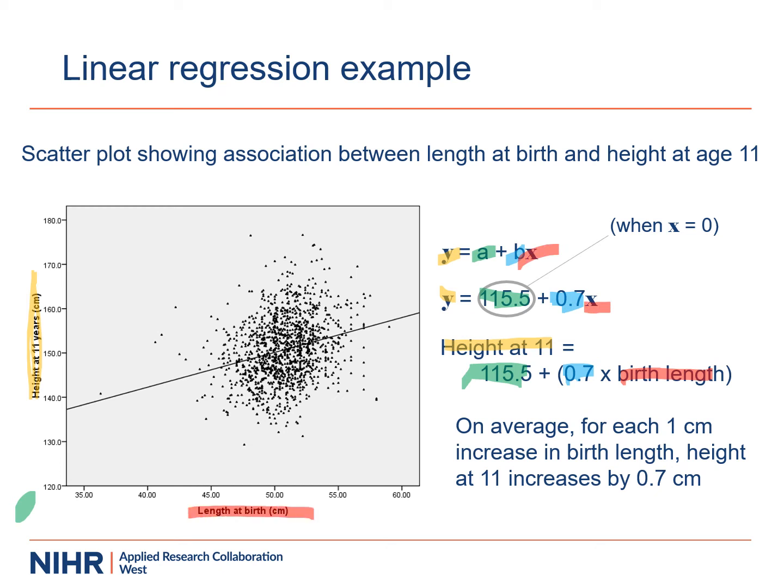So you can interpret that as, on average, for each centimeter increase in birth length, height at 11 increases by 0.7 centimeters. So you can put that as, for every centimeter increase in length at birth, we can expect on average a child at 11 years old to be 0.7 centimeters taller.